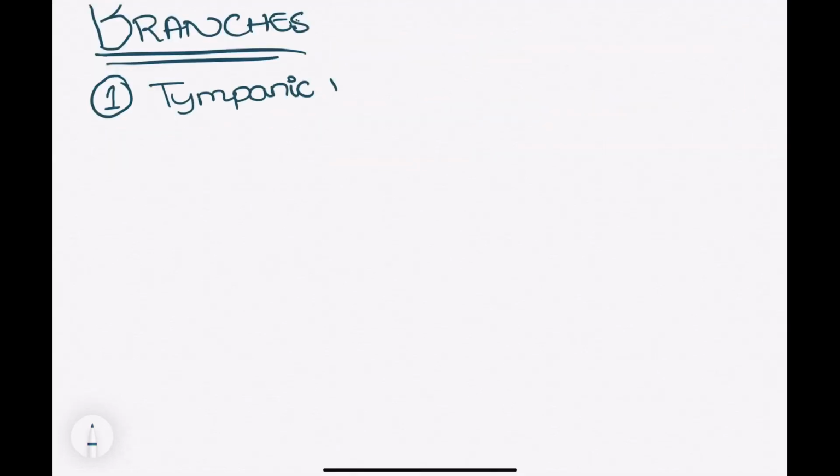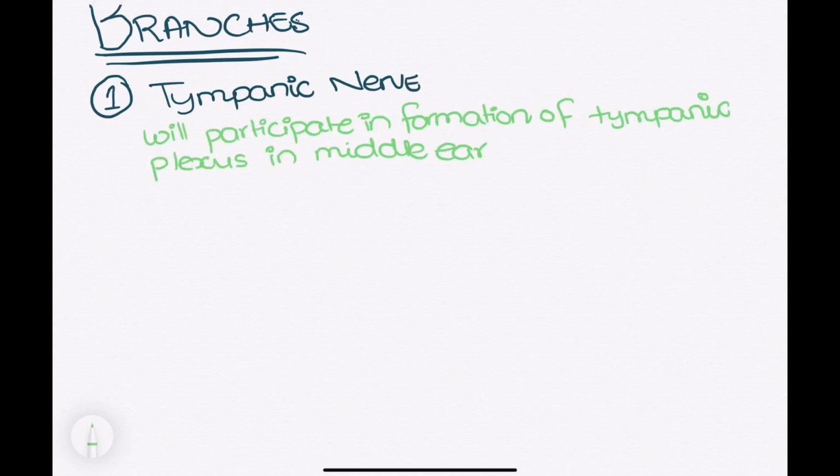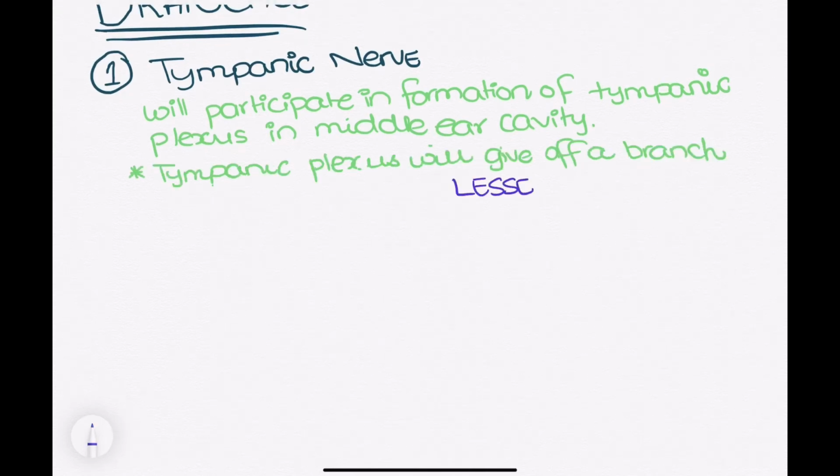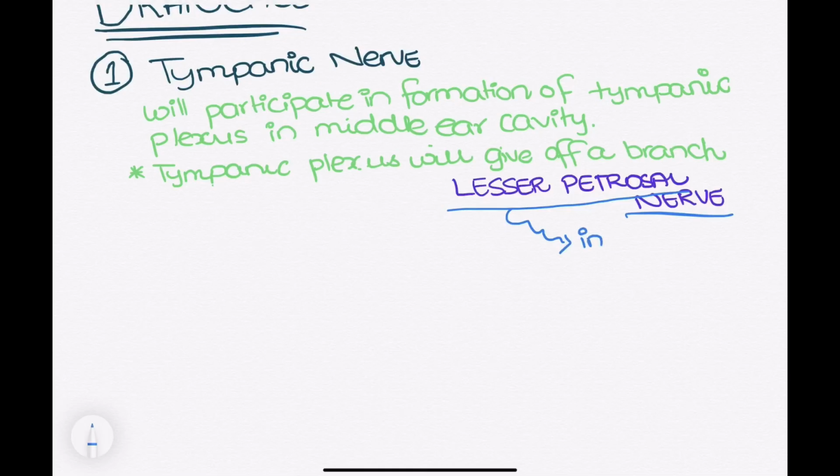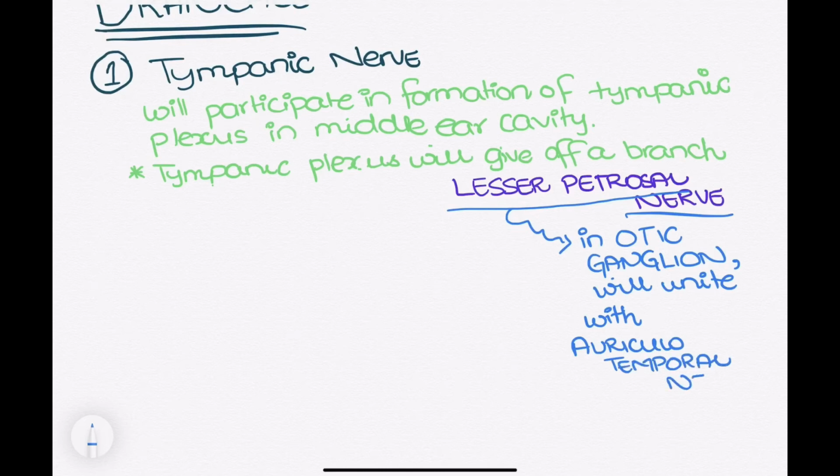The first branch of this nerve is the tympanic nerve. It will participate in the formation of tympanic plexus in the middle ear cavity. Tympanic plexus will give off a branch, lesser petrosal nerve. In the otic ganglion, lesser petrosal nerve unites with auriculotemporal nerve.